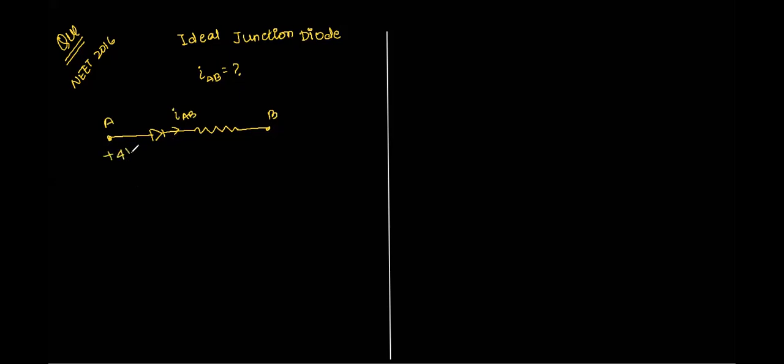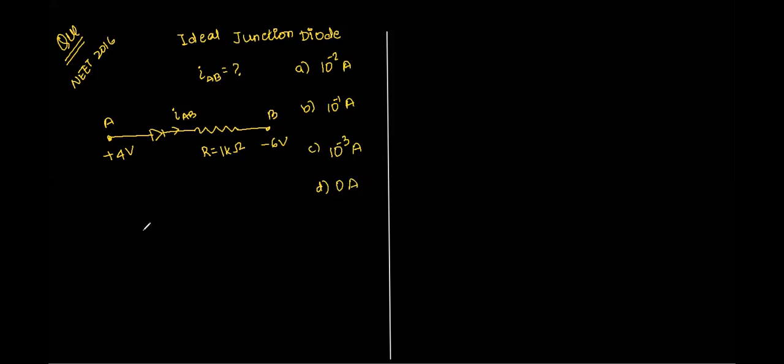There is a potential of 4 volts at A and a potential of minus 6 volts at B. You are given that the resistor has a resistance of 1 kilo ohms, right? And we are supposed to find out IAB. The options given to you are 10 power minus 2 amperes, then 10 power minus 1 amperes, next one 10 power minus 3 amperes, and 0 amperes. Let's see.